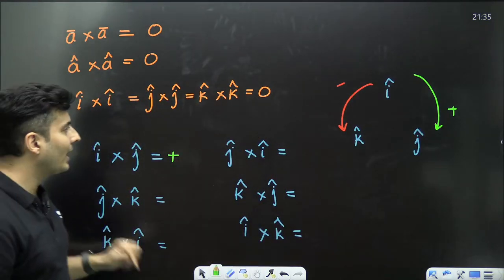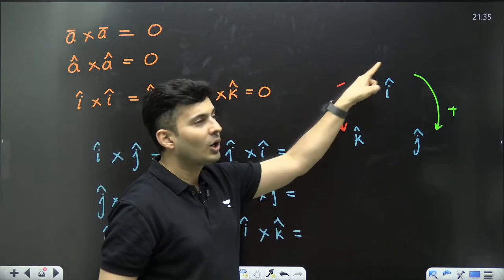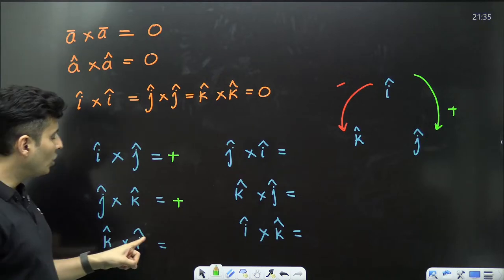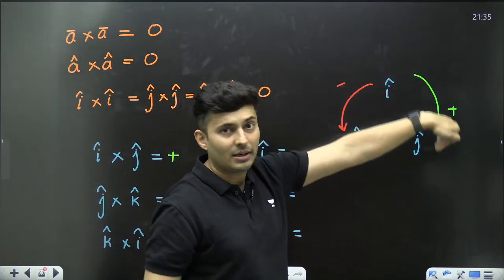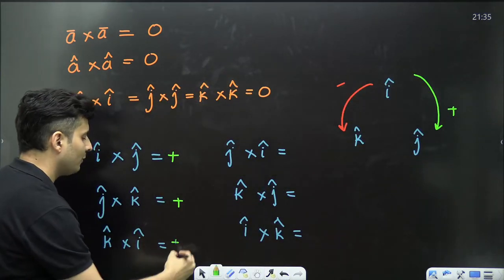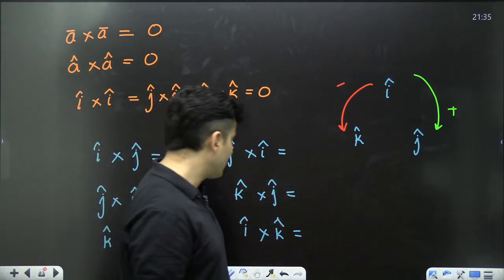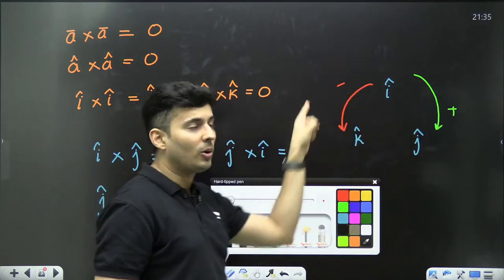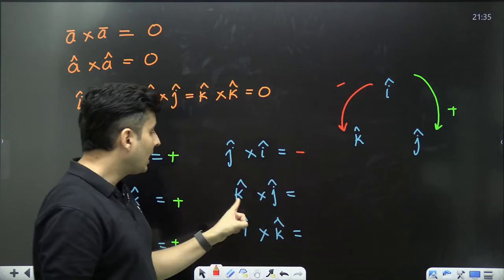J to K. Clockwise. Correct? Positive. K to I. Clockwise. Positive. J to I. Anti-clockwise. Negative. K to J.